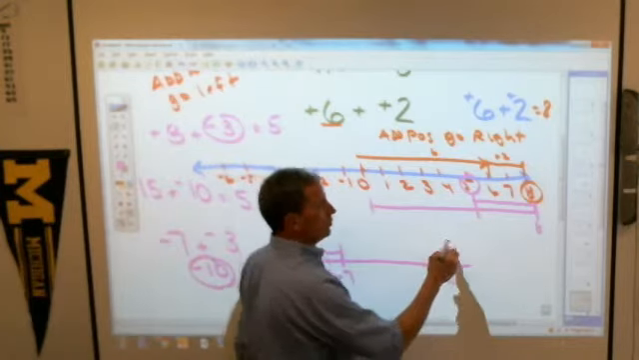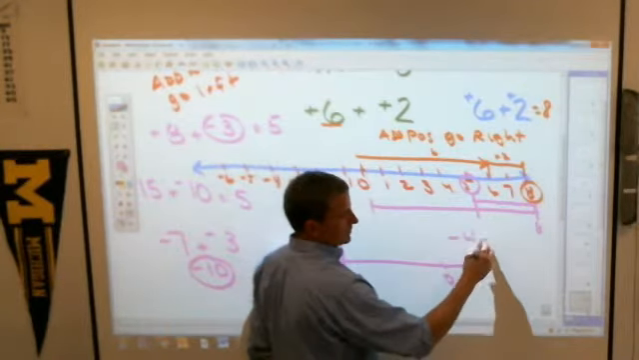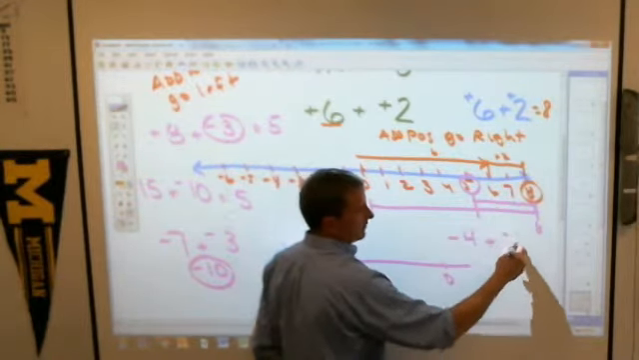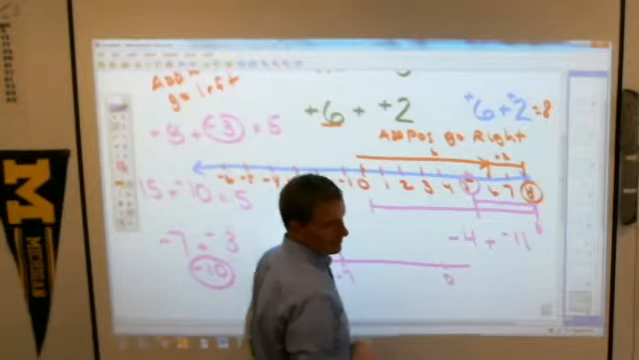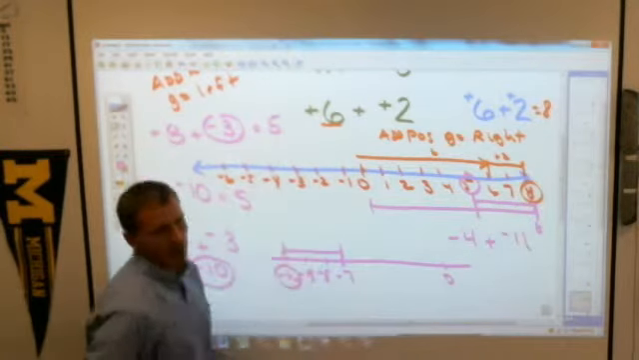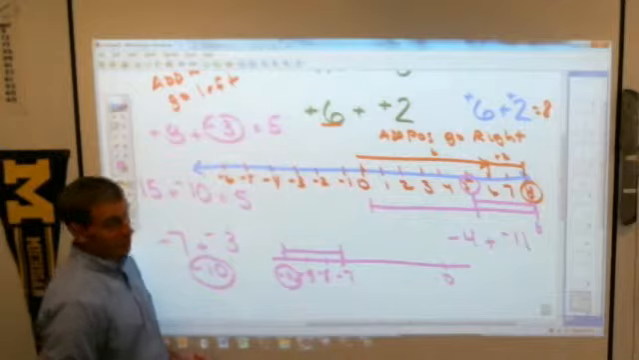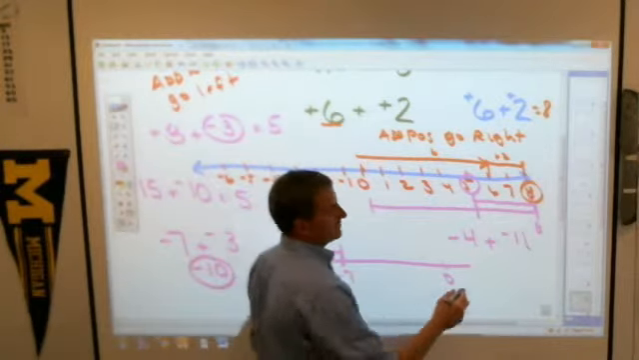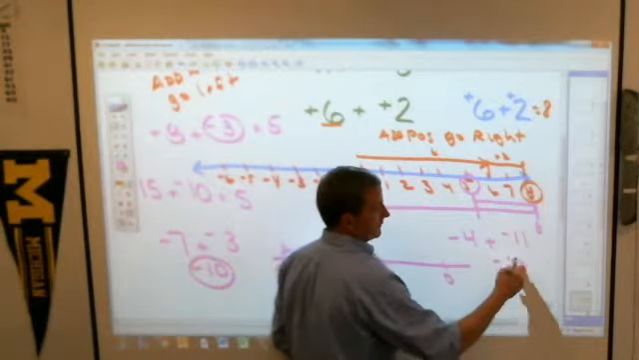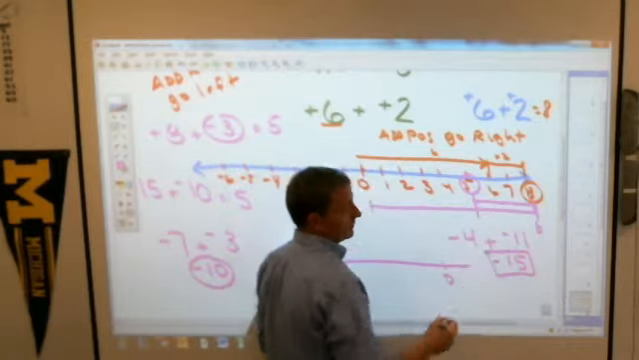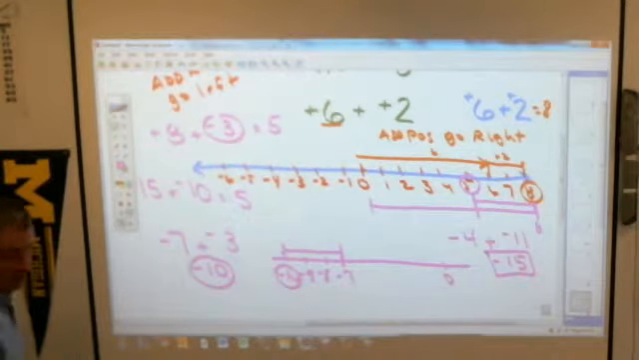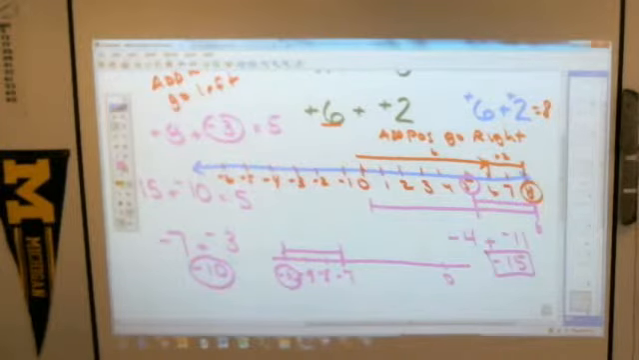What if you owe somebody $4 and then you owe them $11 more? What is negative 4 plus negative 11, Charlie? Negative 15. Okay, so the adding part is not so bad, but what about the subtracting part?